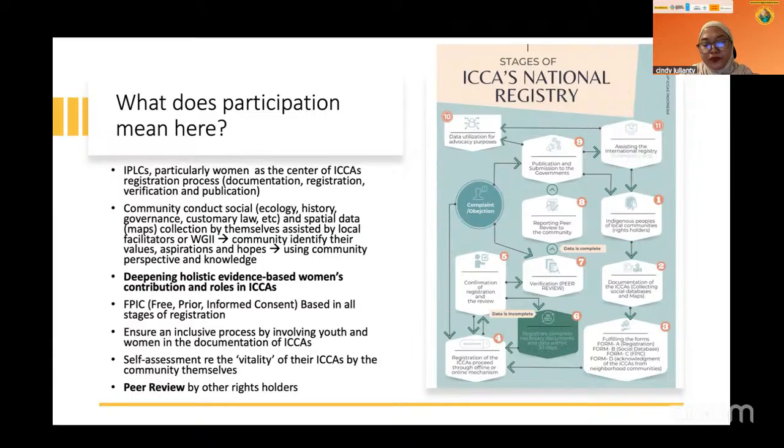It's not only about the colonial perspective of the education system, but also the destructive development that they face, and it's really affecting their knowledge in the communities. So through this participatory process of documentation, they can have a deep and holistic evidence base about women's contributions and roles in GCIE, and how policy processes need to acknowledge such initiatives. And we also ensure FPIC processes, and self-assessment by the community, even peer review itself.